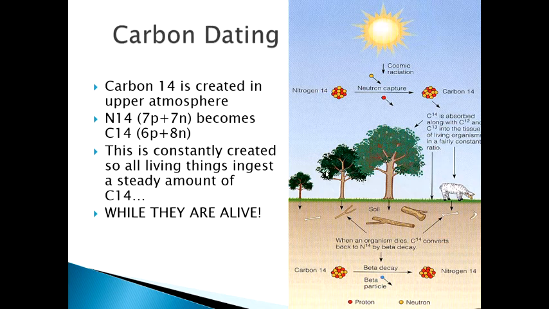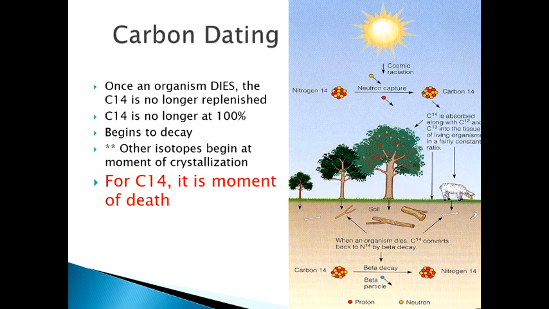Since it's in the atmosphere, all those plants that are photosynthesizing absorb carbon-14, along with all the other carbon they have. These plants then are eaten by animals. So here's a sheep grazing on grass. That grass has carbon-14 from the atmosphere. That sheep is eating grass with carbon-14, therefore it has carbon-14. And as long as these things are alive, they're going to have a steady, constant amount of carbon-14.